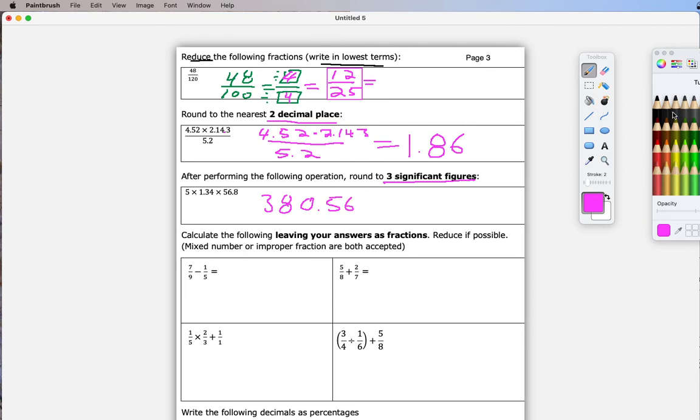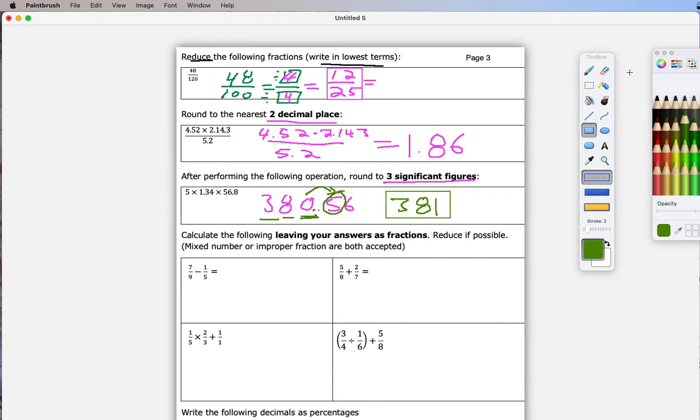And I've asked you to round to 3 significant figures. So 1, 2, 3. You start from the very first number with significant figures, and then I look over. Is this number here 5 or higher? It is, so I have to change this number here. So if we do that, we have 3, 8, and now this 0 goes to a 1. So there's my answer there. Okay. So there we have reducing fractions, decimal places, significant figures. Okay. So we have that so far.